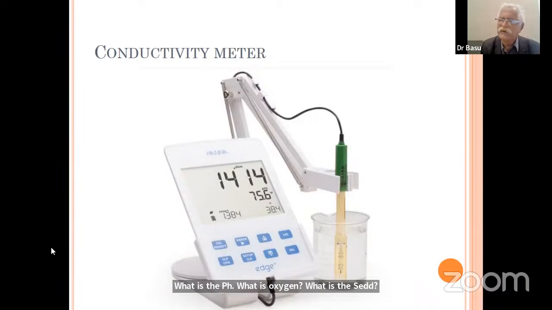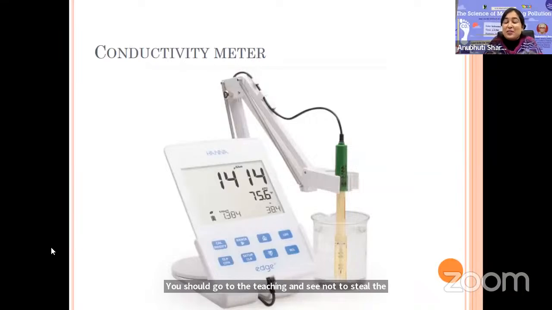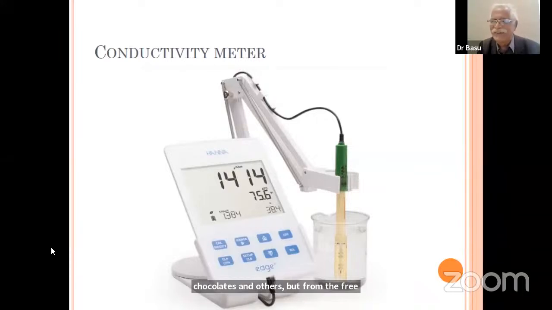Now this conductivity meter, you are taking the water. Have you seen in the kitchen? Have you gone to the kitchen? I think some girls have gone to the kitchen. You have gone, Darshi, you have gone. Very good. You should go to the kitchen and see. Not to steal the chocolates and others from the fridge. But I used to do that actually. That time we had no fridge, but my mother had a meat safe and I used to take from it. That is good actually.